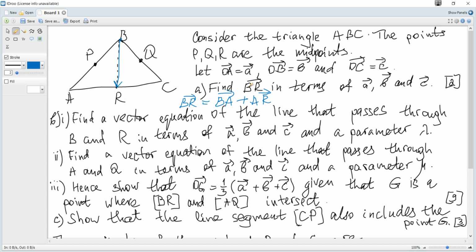How to find it? It is given that vector OA is a, OB is b, and OC is c. But what is vector OA? It's the position vector of point A. It means that there is an origin somewhere, so that the vector from the origin to point A is vector a, from O to B is vector b, and from O to C is vector c, and hence we can find vector AB.